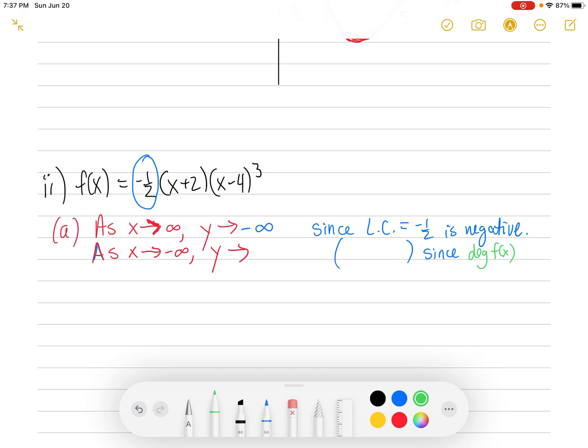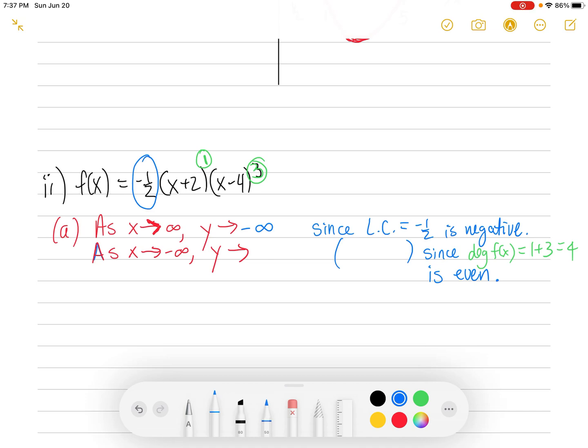Well, I have basically 2 factors. I have the x plus 2 factor and the x minus 4 factor. So the x plus 2 factor has a multiplicity of 1 plus the x minus 4 factor has a multiplicity of 3. So I'm going to add the 1 and the 3 together. I'm going to get a total degree of 4. Since that is even, what can we say about the left-hand side?